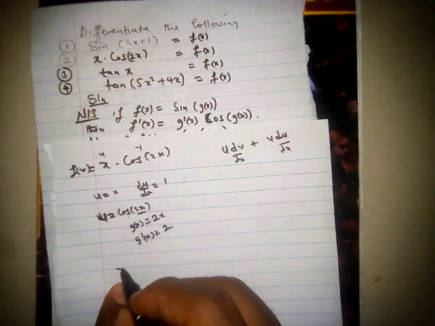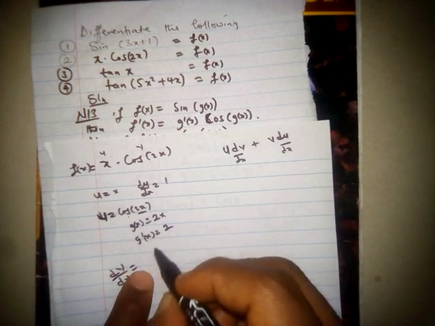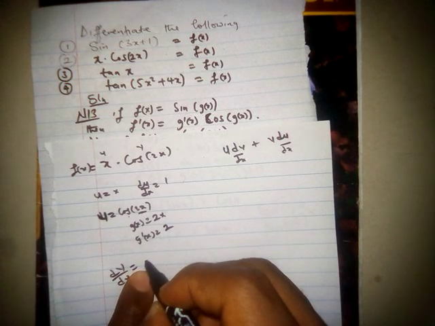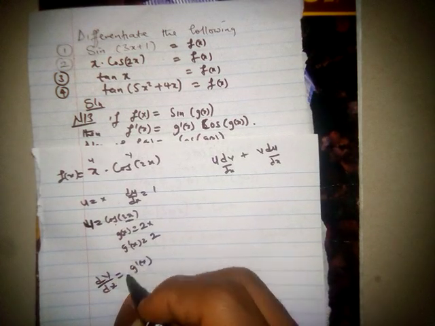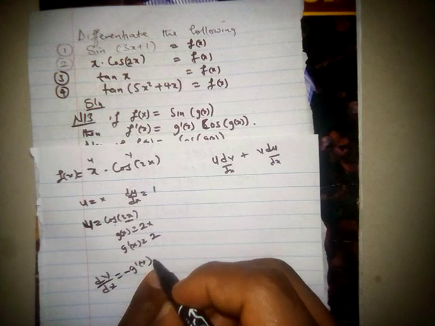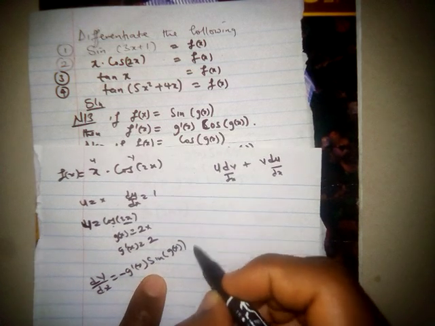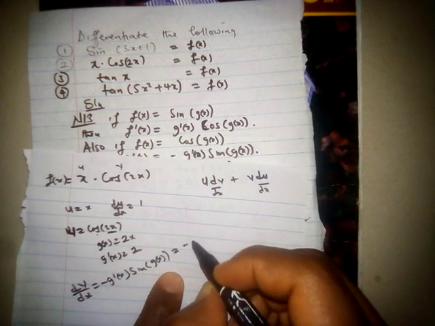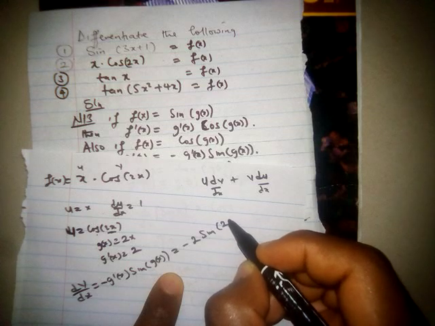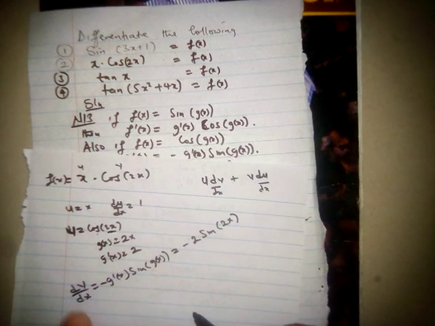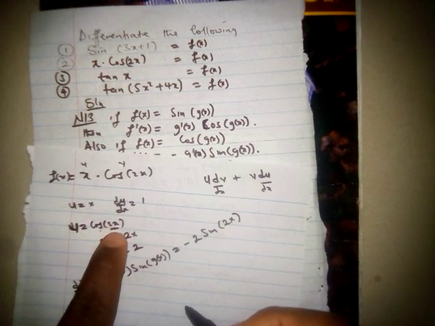So my dv dx will be what? Sorry, not g prime of x, it will be minus g prime of x sine g of x. So this will be equal to minus 2 sine 2x. So that's my dv dx, because I'm differentiating only cos 2x.